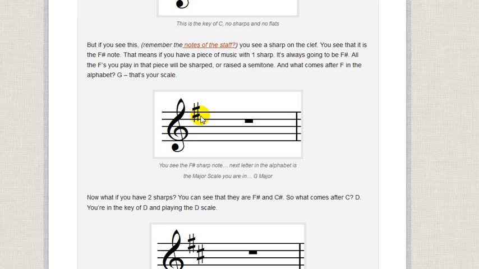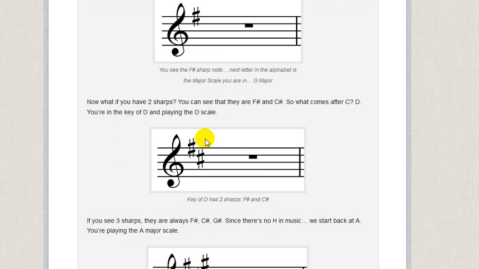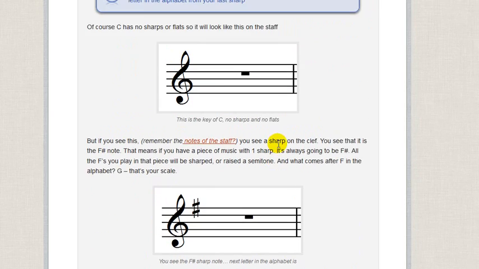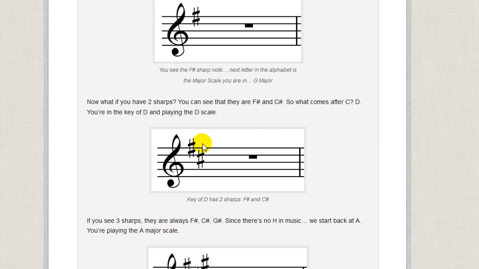Now, how do you know what key that is? Well, it's easy. That's an F sharp. The next letter in the alphabet is G, so there's your scale. You're in the G major scale. Alright? Now what if you have two sharps? Well, remember, from Father Charles Goes Down And Ends Battle, F and C will be the two sharps here, F sharp and C sharp. So what key are you in? Well, the next letter in the alphabet after C is D, so the D major scale has F sharp and C sharp.